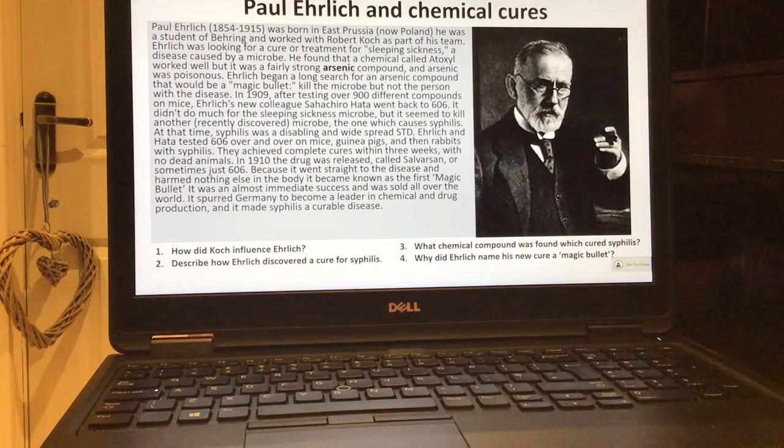So he began a long search for this compound that would be a magic bullet in the end. And here we can see the link to the work of Salvarsan 606 and what work they did there. And the questions at the bottom are around how Koch helped him, what he actually discovered for a cure for syphilis, which we've touched on just then, the chemical compound of what we spoke about earlier, and then why Ehrlich named his new cure a magic bullet. And that should be pretty self-explanatory when you understand that it went straight to the disease and harmed nothing else in the body at all. It just killed that specific disease.